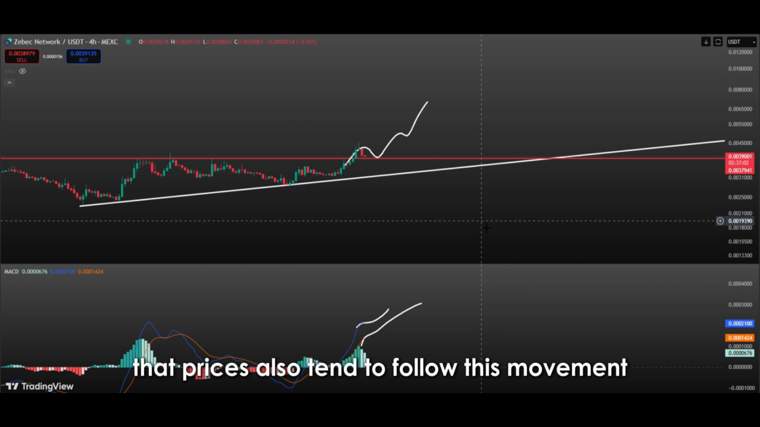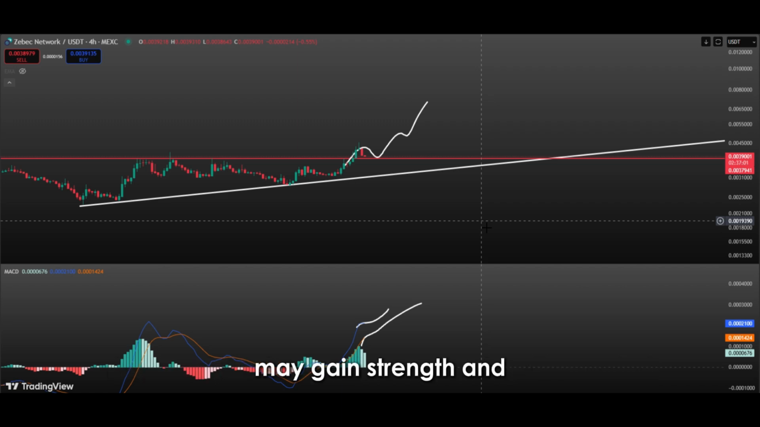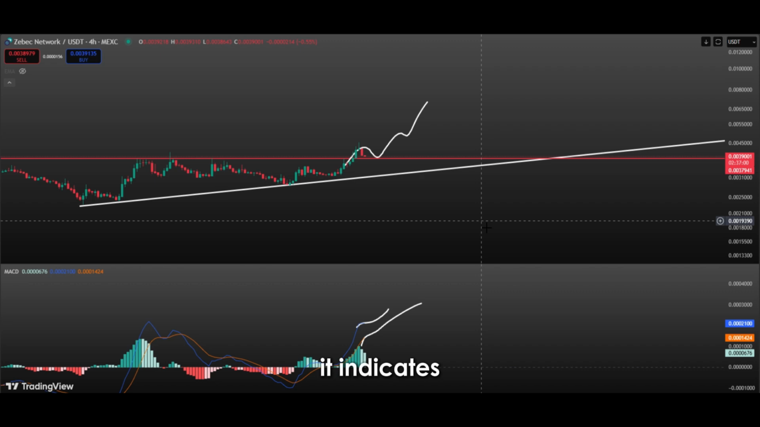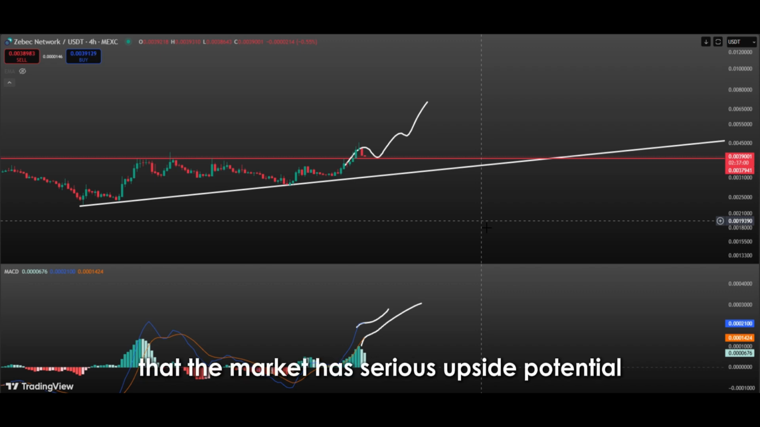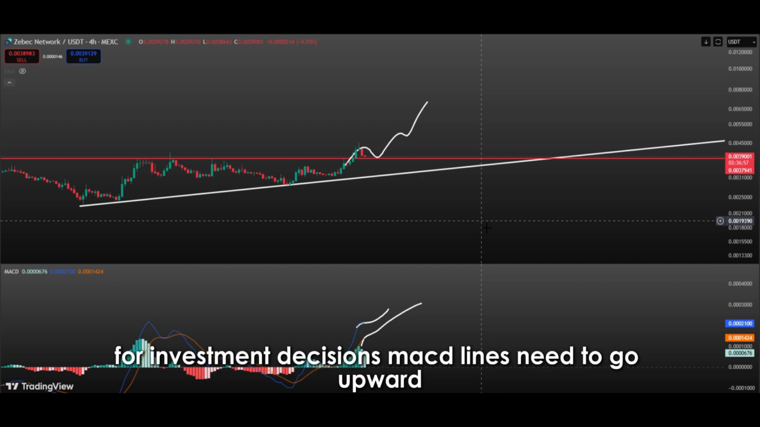to follow this movement. It suggests that upward movements in the market may gain strength and that investors, gaining confidence, may begin to make positive decisions. Especially when the MACD lines rise above the zero level, it indicates that the market has serious upside potential and that the necessary conditions for strong rallies in prices are forming. Therefore, closely monitoring the upward structure of the MACD lines can provide a significant advantage for investment decisions. MACD lines need to go upward.